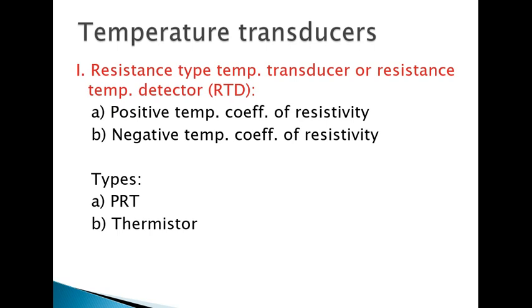So, there are a number of RTDs available in the market. For understanding purposes, we are considering only two examples. The first we have to see is the PRT, that is platinum resistance thermometer, and the second one is the thermistor. So, let us see the first temperature transducer or RTD, that is PRT.